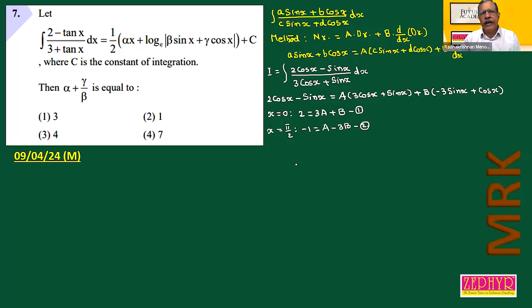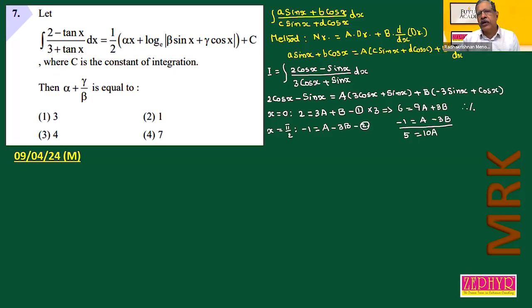Okay, solve for A and B. So you multiply the first equation by 3. You are getting 6 is equal to 9A plus 3B. Second equation, minus 1 is equal to A minus 3B. You add, you'll be getting 5 is equal to 10A.